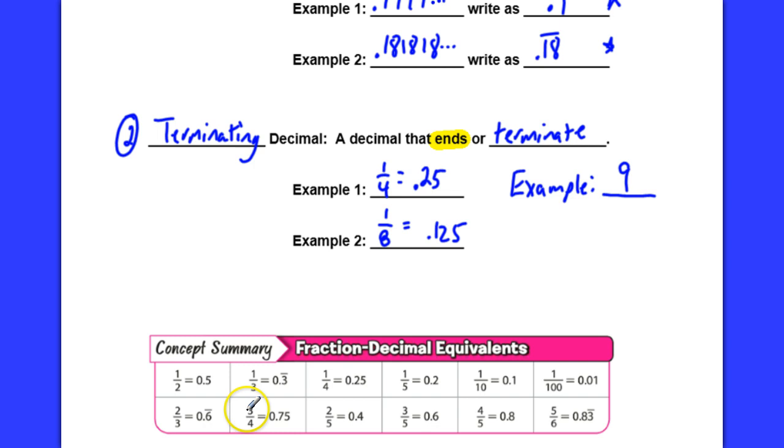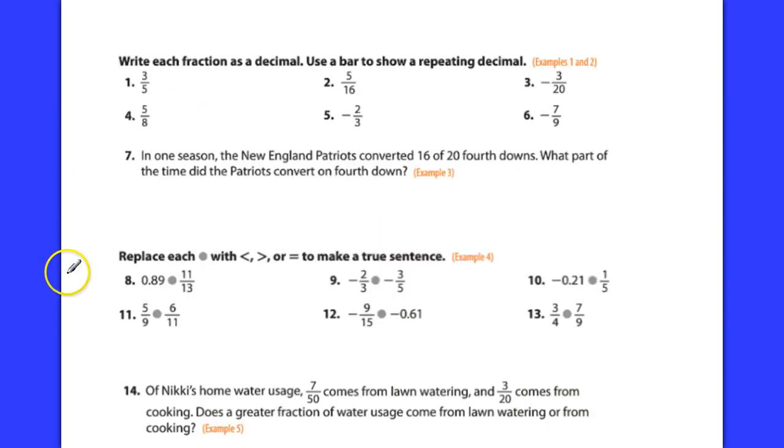Take a moment, look those over. You don't have to have them memorized, but it would be good for you to get familiar with them, and it would be good if you did memorize them, but I'm not going to require that.